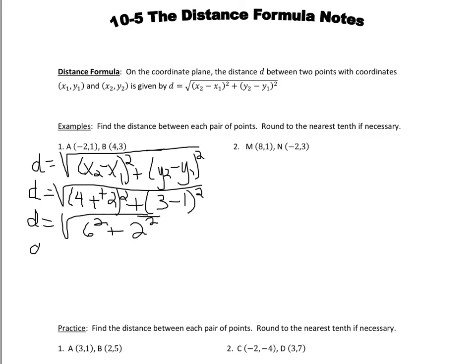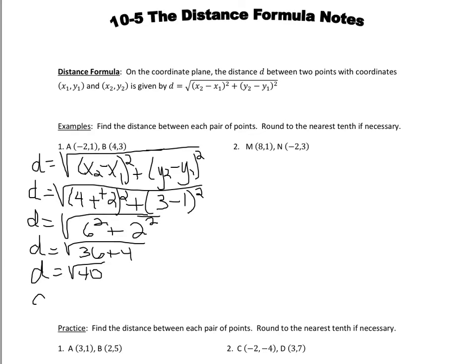And then we square those. We're going to take the square root of 36 plus 4, and the distance would be the square root of 40. Now 40 is not a perfect square. Technically the square root of 40 is more accurate, but we want an actual distance.